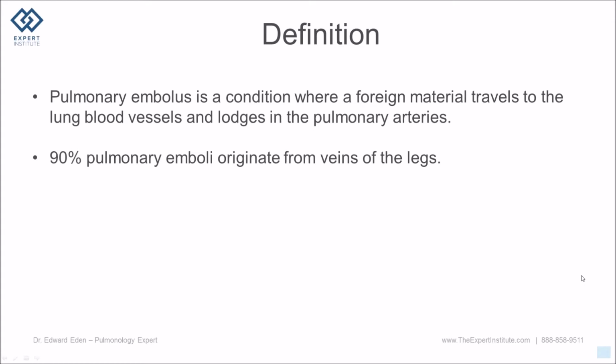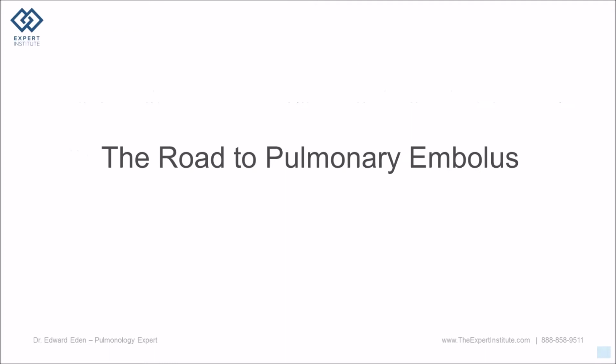So the first thing to tell you about is what pulmonary embolus is, and basically I think most people understand it as a condition where foreign material travels to the lung blood vessels and lodges in the pulmonary arteries. And most of us know that 90% of pulmonary emboli do originate from the veins of the legs. Next slide, please. So I want to go over a little bit with you the anatomy of the venous system and how pulmonary embolus affects the lungs and consequently the patient.